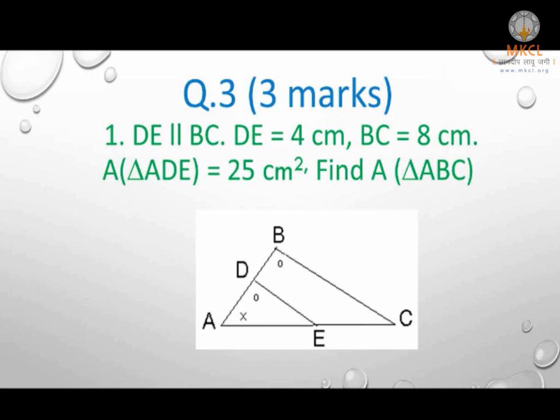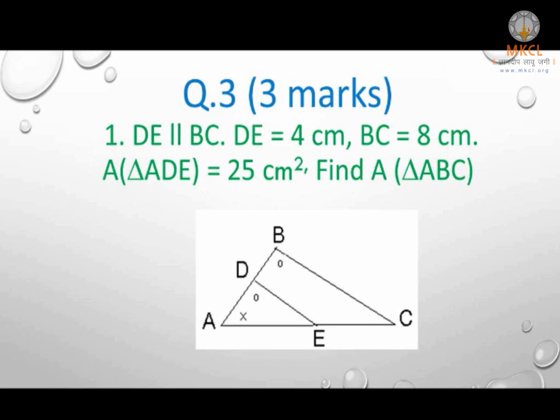You'll see a scalene triangle, DE parallel to BC. DE is 4 centimeters, BC is 8 centimeters. Area of triangle ADE is 25 centimeters square. We have to find the area of triangle ABC.